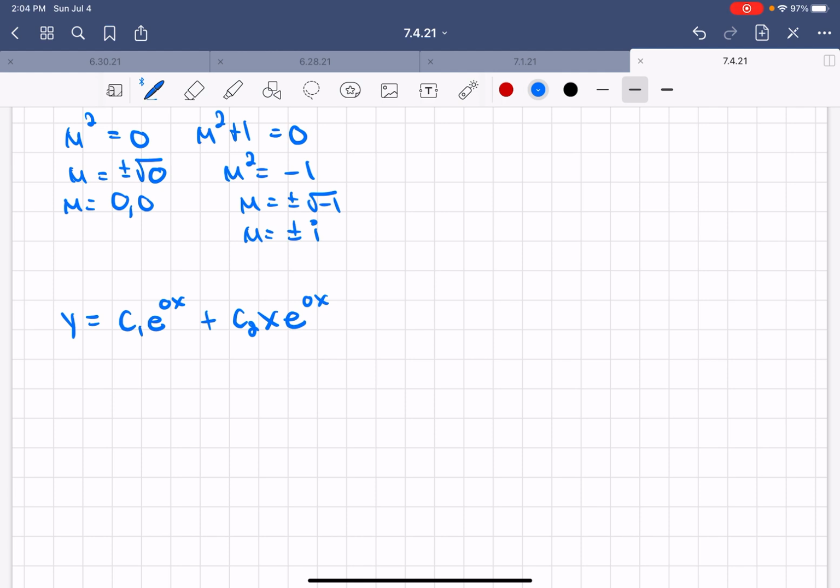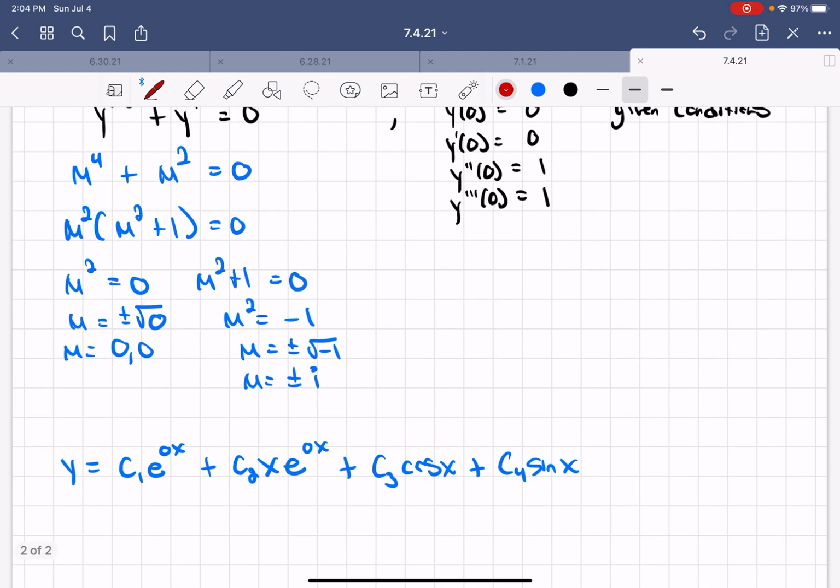Now, we also have this imaginary number, but we also know that there's an implied 1 right here. So what we'll do is plus c3 cosine x plus c4 sine x. Say for instance if it was m equals plus or minus 2i, then rather than c3 cosine x, it would be c3 cosine 2x. So basically you would just have that coefficient inside here, and you're just ignoring the i, which is the imaginary number. We're just taking the real number.